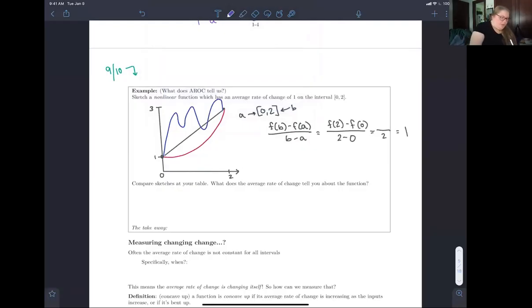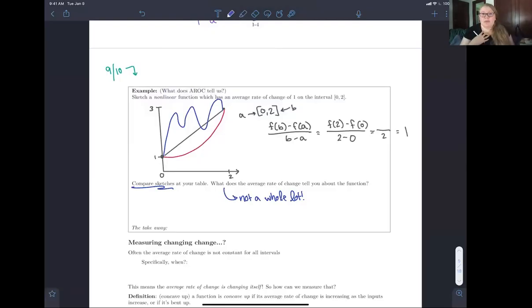And I wish we could compare sketches at our table, but maybe you can already see where this is going. What does the average rate of change tell you about the function? Not a whole lot. Mostly because we can do whatever we want between those endpoints. And even still, we got to pick where we put those endpoints, right?